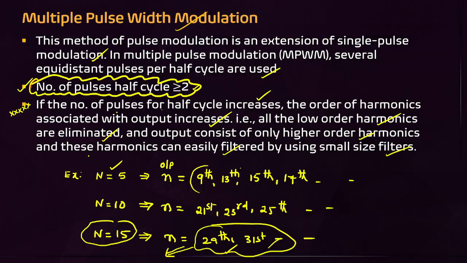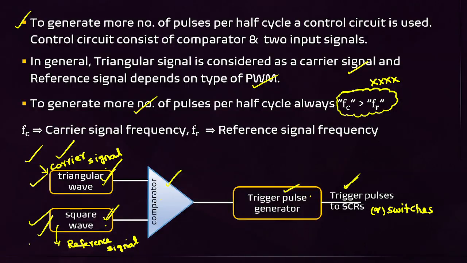What is the idea behind the multiple PWM technique? You can generate more pulses per half cycle. What is the advantage? If you generate more pulses per half cycle, all the low order harmonics are eliminated. The output consists of only higher order harmonics, and there is no problem with that. Those harmonics can easily be filtered using a small size filter. That means, very important, the multiple PWM technique will eliminate the low order harmonics, but the output may consist of higher order harmonics, which can easily be eliminated using small size filters.